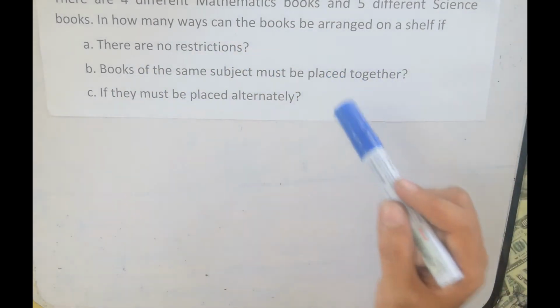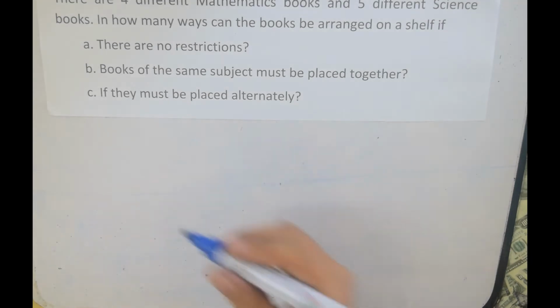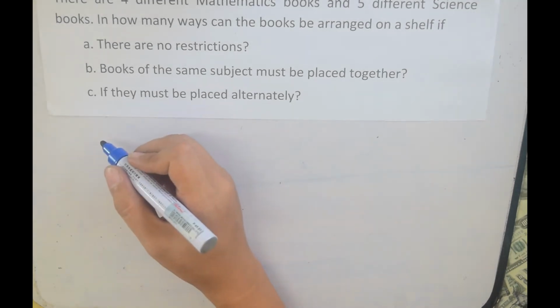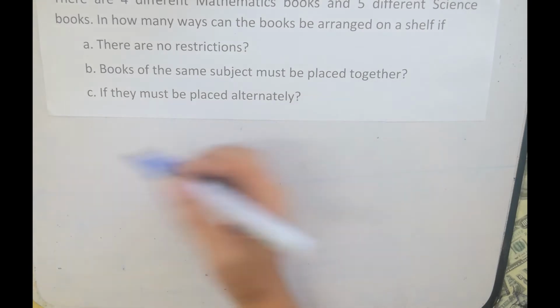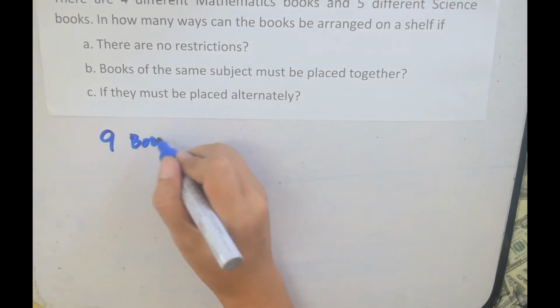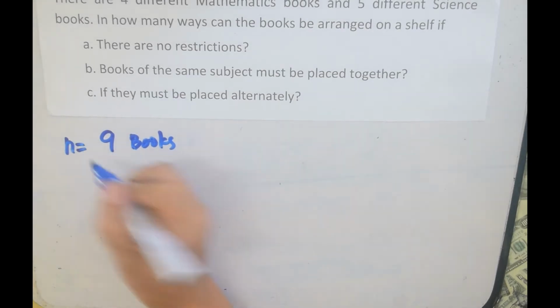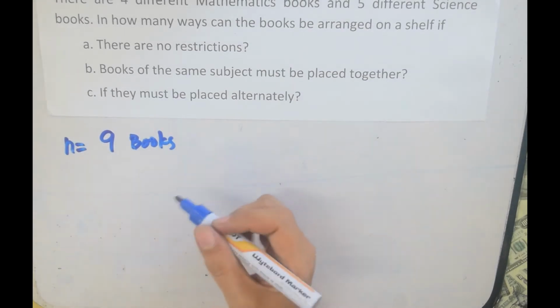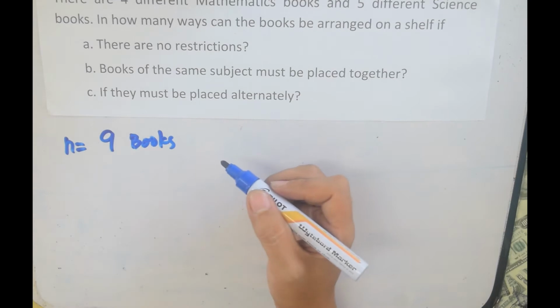It means you are going to arrange all the books in any ways that there is no restriction. Therefore, how many books do we have here? 4 math, 5 science, so we have 9 books. So this would be your N, the number of objects. So you are going to arrange this one with no restrictions.